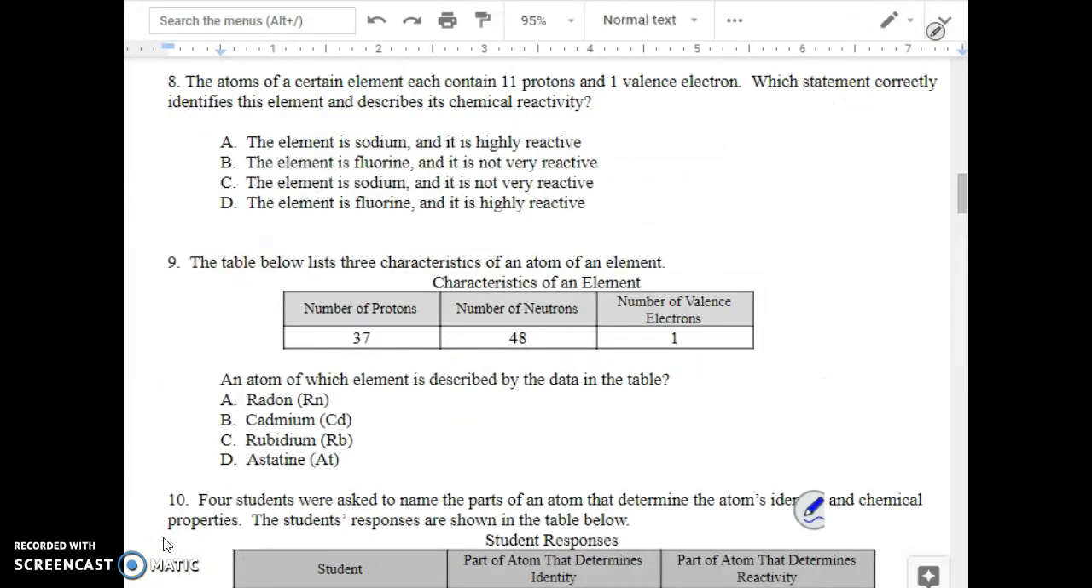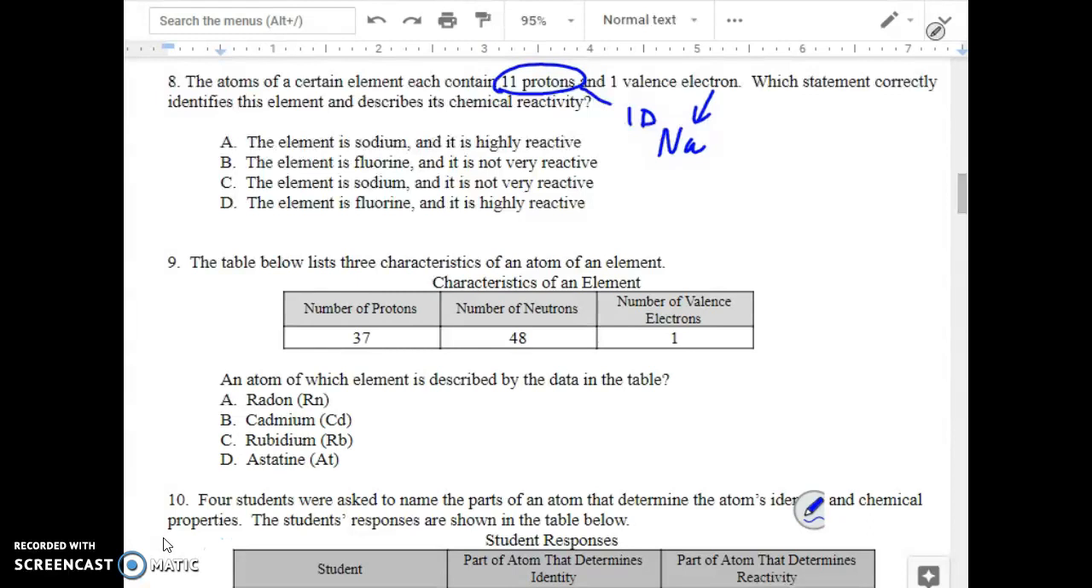Okay, number 8. The atoms of a certain element each contain 11 protons and 1 valence electron. 11 protons, that is the ID of the atom. We go to the periodic table. We know that sodium is the only one with 11 protons. Its atomic number is 11. And it's also in group 1, which tells us that it has 1 valence electron. Which statement correctly identifies the element and describes its reactivity?